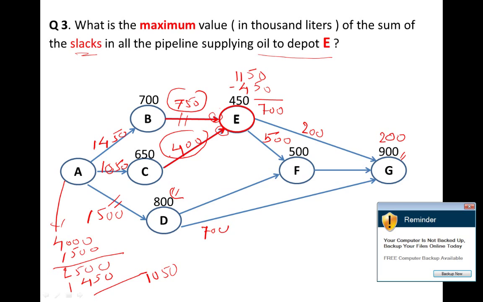In this case, what is the slack to the pipelines which is connected to E? So D to E, the slack is 0, and C to E, the slack is 350. Therefore, this is your answer. 350 is the maximum slack of pipelines connecting to E.